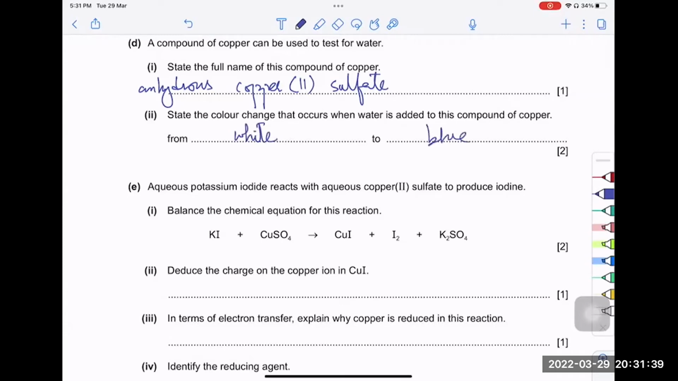Okay, potassium iodide reacts with this. Reduce the charge, balance the equation. Okay, balance it. Go on, everybody, give it a go. Try to balance this equation.